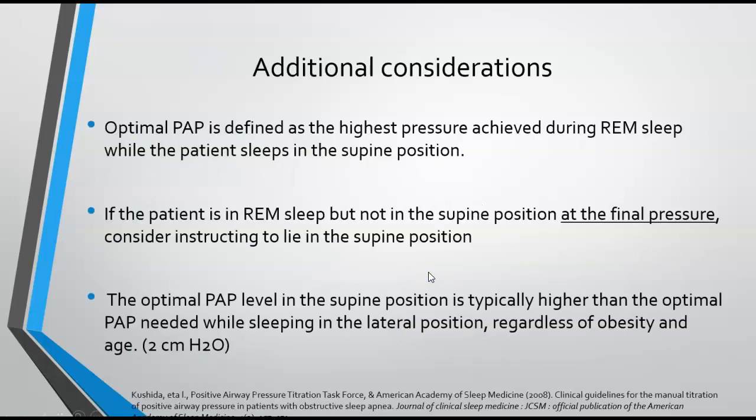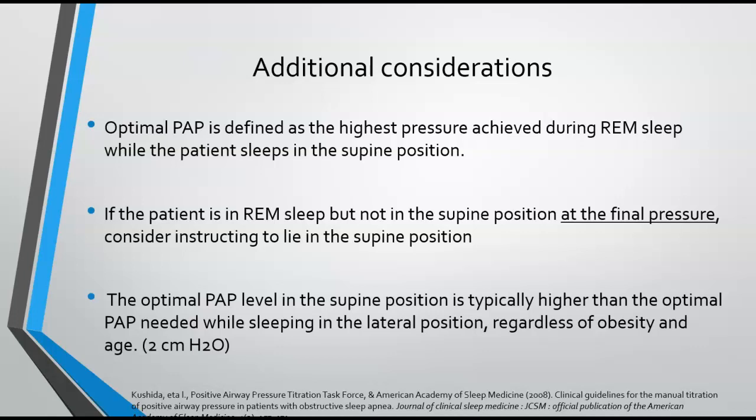So there are some additional considerations. Optimal PAP is defined as the highest pressure achieved during REM sleep while the patient sleeps in the supine position. If the patient is in REM sleep but not in the supine position at the final pressure, consider instructing the patient to lie in the supine position. So to get optimal titration results, we need to have supine and REM sleep.